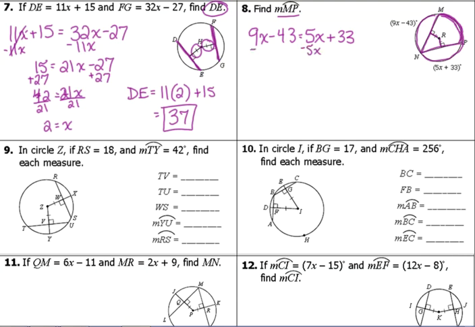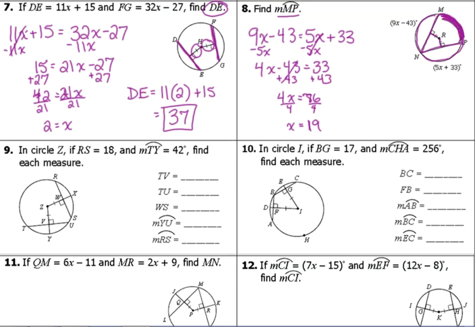So let's solve it. 4x minus 43 is equal to 33. Add the 43. 4x is equal to 76. Divide by 4. X is equal to 19. They didn't ask for x though. They want the measure of arc MP.